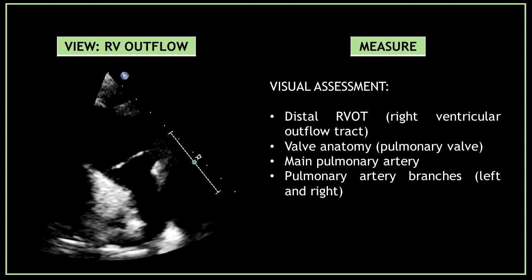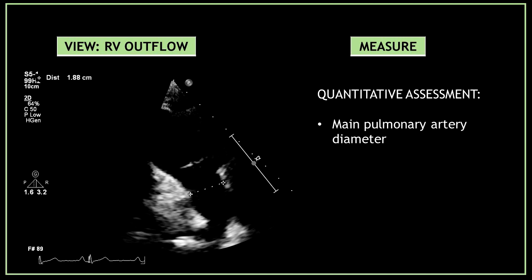First, obtain a right ventricular outflow view and do a visual assessment of the right ventricular outflow tract. Next, visually assess the pulmonary valve anatomy and also check the main pulmonary artery and the pulmonary artery branches. As part of the quantitative assessment, you can measure here the main pulmonary artery diameter.